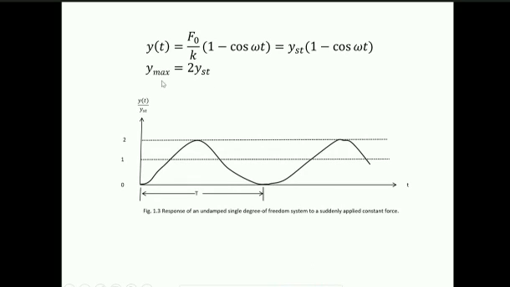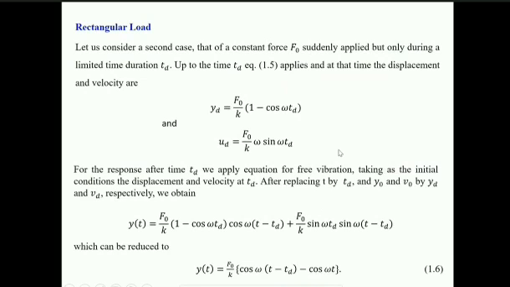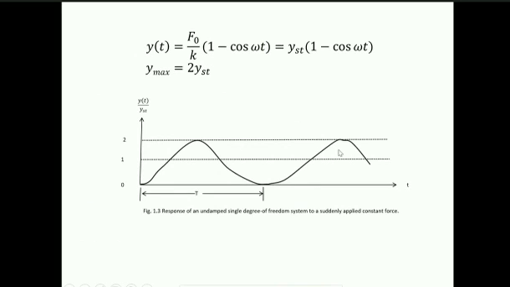So you can see y(t) equals f0 by k into 1 minus cos omega t, and y max becomes 2 yst. And if you plot the curve, this vibration will continue. This is the static displacement, but because of the vibration, the maximum value will be up to 2 times yst, and the system will keep on vibrating because there is no damping in the system.